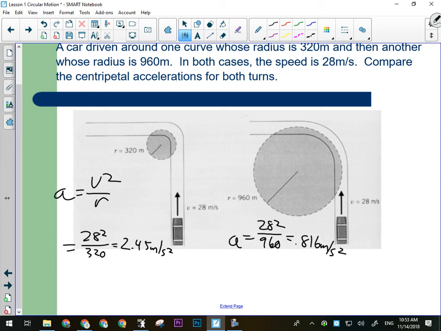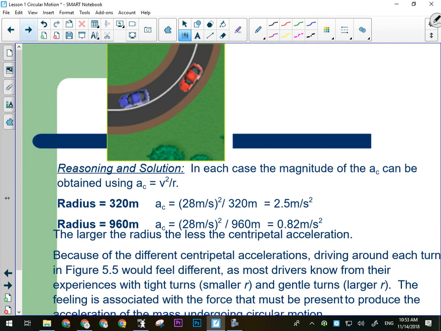So the relationship there between r, the radius, and acceleration is the larger the radius, the smaller the acceleration, and then also the smaller the centripetal force would need to be. And that's what we're going to be looking at coming up, is centripetal force more than centripetal acceleration. So that's what we just did there, and we can see that that's the relationship that holds true.